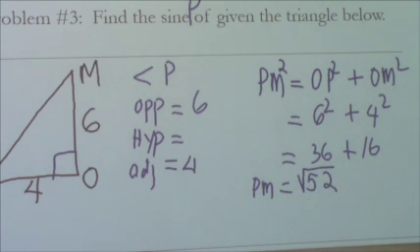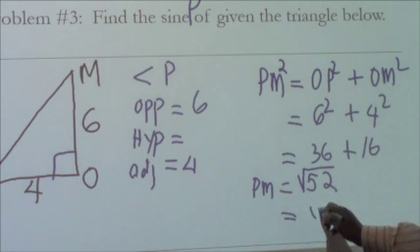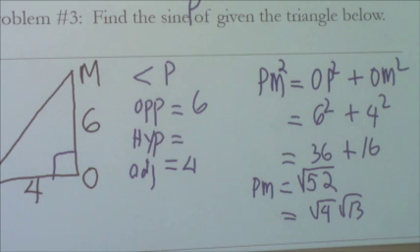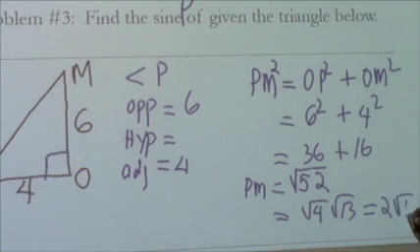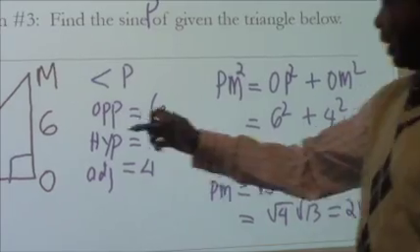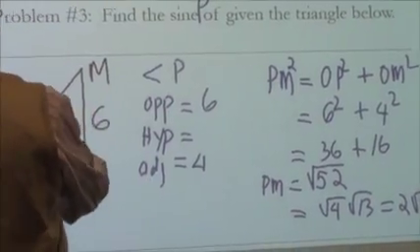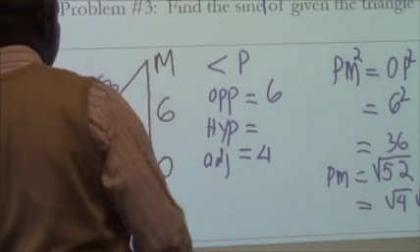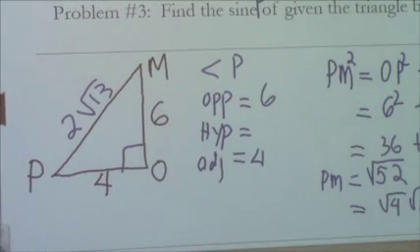Now, this is not a perfect square, but I can break it up into 4 and 13, because 4 times 13 is 52. And when I find the square root of 4, I'm going to get 2. So I have 2 square root of 13. So my side here is going to be 2 square root of 13. So that's the end.